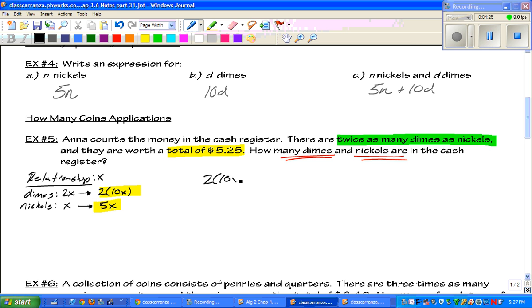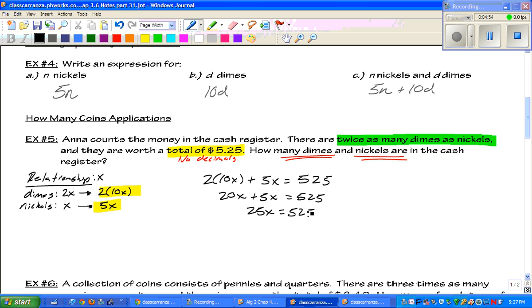So our dimes plus the nickels, that equals 525. And remember that we want no decimals when we're doing this, okay? Just to make things a little easier. Okay, we're going to multiply. Combine your like terms.